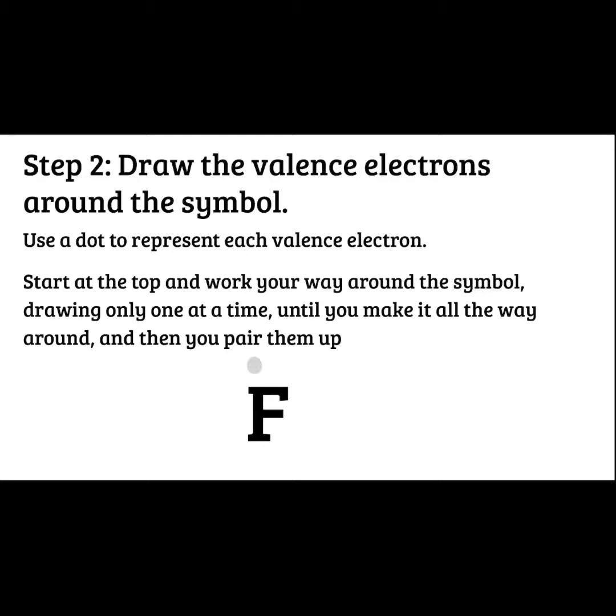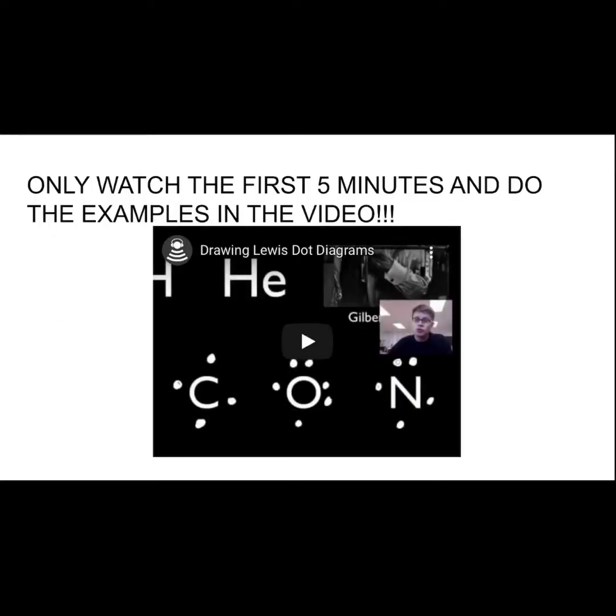So I have fluorine. We said it has 7 valence electrons. So when I draw that, I would draw 1 on each side. So I have 4, and then I can start pairing them up. 5, 6, and 7. So that's my electron dot diagram for fluorine. That shows me that I have 7 valence electrons.